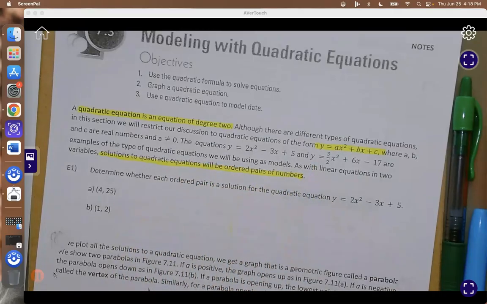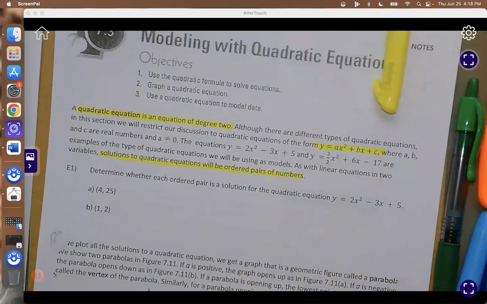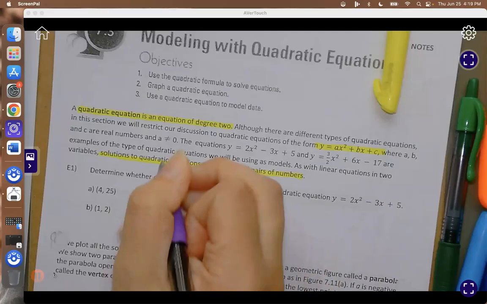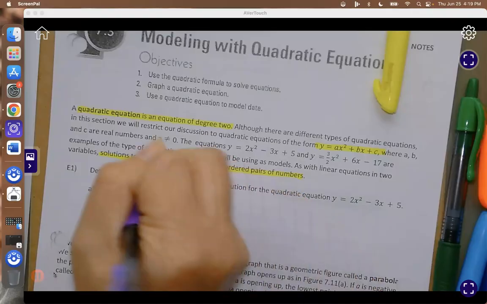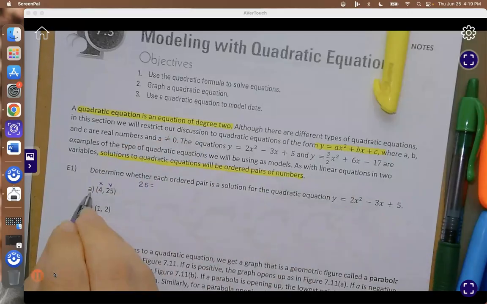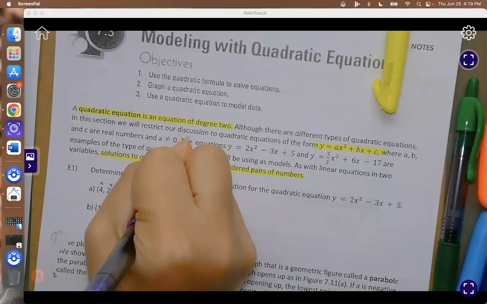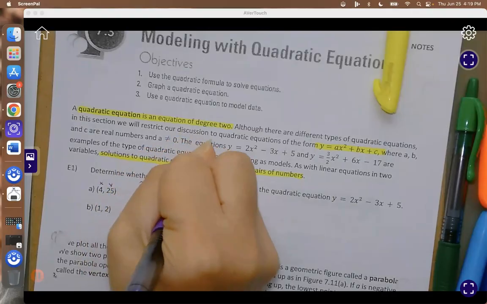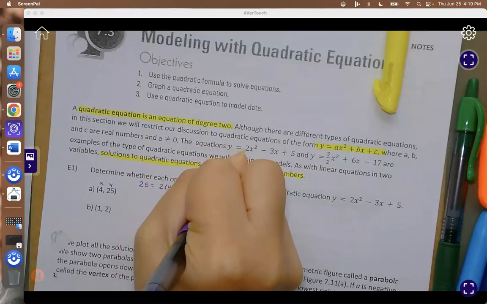So example 1, it asks, determine whether each ordered pair is a solution for the quadratic equation y equals 2x squared minus 3x plus 5. So this is my x, this is my y. So I'm going to plug in 25 for y, and then I'm going to plug in 4 everywhere I see an x. So I'm going to plug in a 4 here, I'm going to plug in a 4 here, and then I have plus 5.